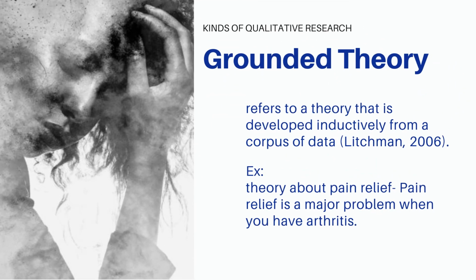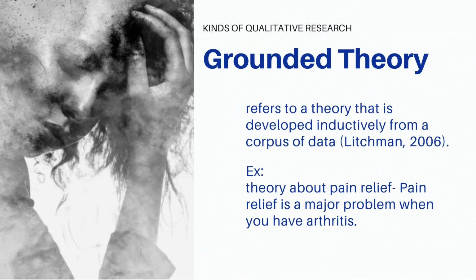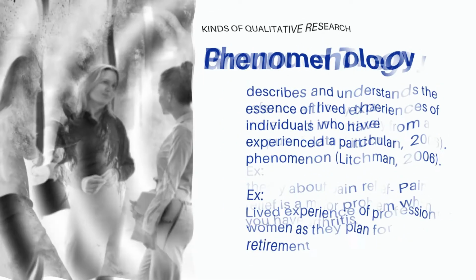Second is grounded theory. It refers to theory that is developed inductively from a corpus of data. It is an approach for developing theory that is grounded in data systematically gathered and analyzed. For example, you are studying about pain relief. Now, your theory is that pain relief is a major problem when you have arthritis. Sometimes the pain is worse than the other times, but when it gets really bad, it hurts so bad. You don't want to get out of bed, you don't feel like doing anything. Any relief you get from drugs that you take is only temporary or partial.